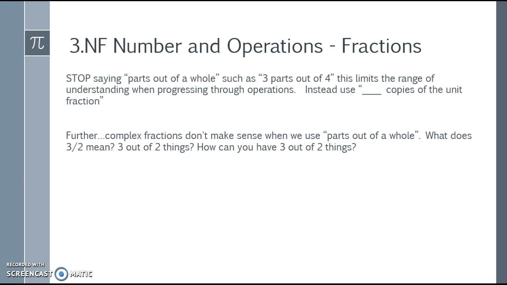What does 3 out of 2 mean? What are 3 out of 2 things? How can you have 3 out of 2 things? Rather, we would say 3 copies of 1/2. This will then make understanding of multiplication, division, adding and subtracting that much easier for students because it works across the board.